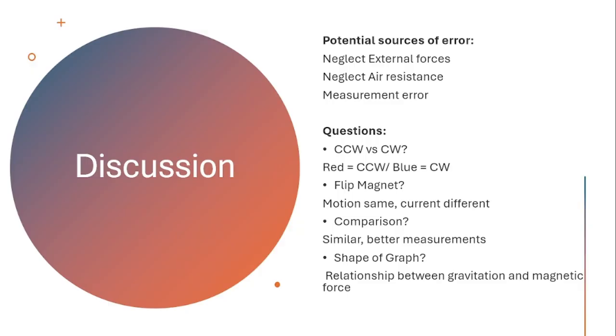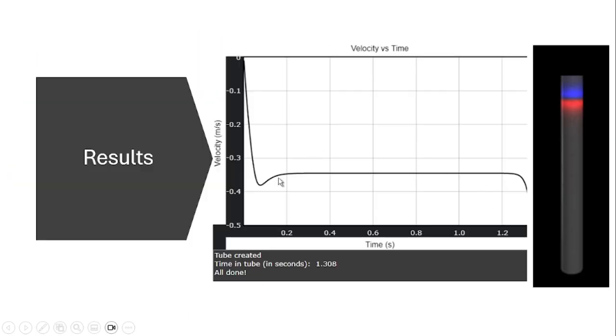Now, how does this compare to our experimental data? As said before, they're fairly similar, but our data could have been better if we had conducted better measurements throughout the experiment, especially with timing. And now, what does the shape of the graph tell us about the motion of the actual bar magnet? Well, it tells us the relationship between the gravitational force and the magnetic forces. As we can see here, as the magnet is falling through, the two are balanced, so there's no acceleration, and it just has constant velocity.